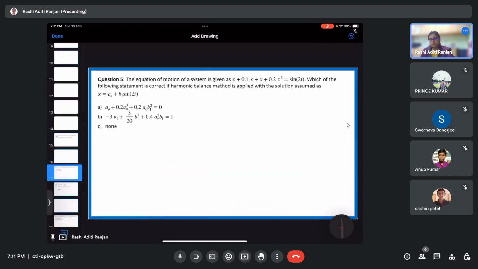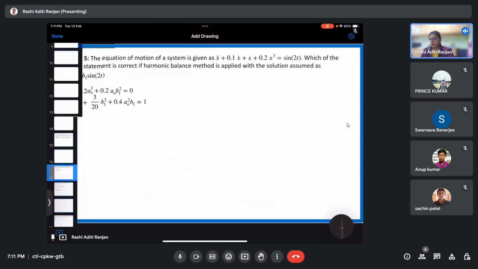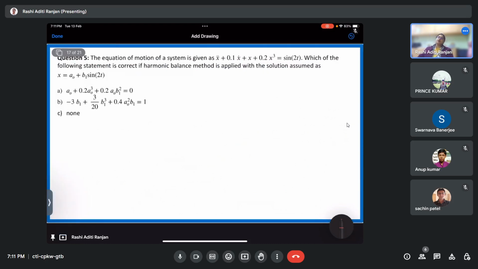Coming on to the next question. It says that the equation of motion of a system is given, with forcing of sine of 2t. It has damping as well and nonlinearity in terms of x cube. Which of the following statements is correct if the harmonic balance method is applied with the solution assumed as x equals a naught plus b1 sine of 2t? We have to find which is correct.